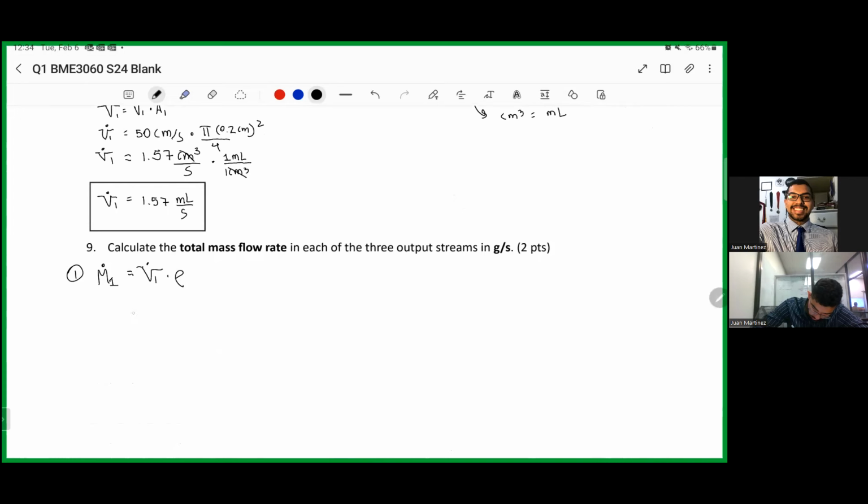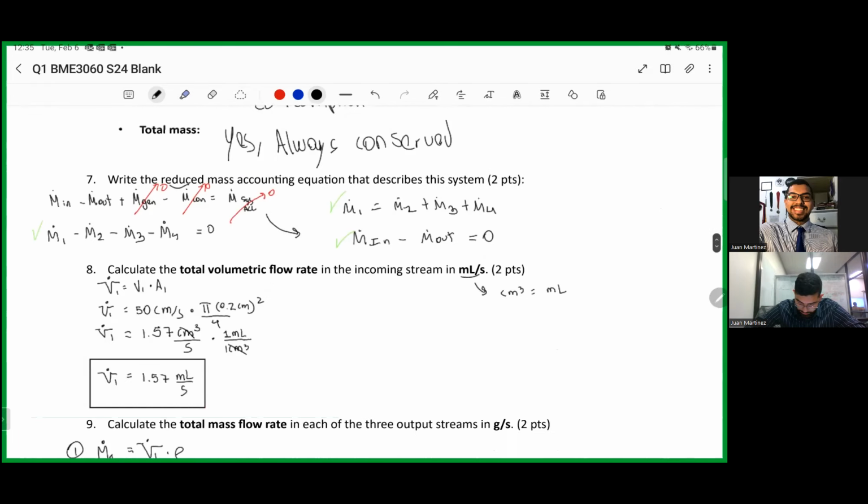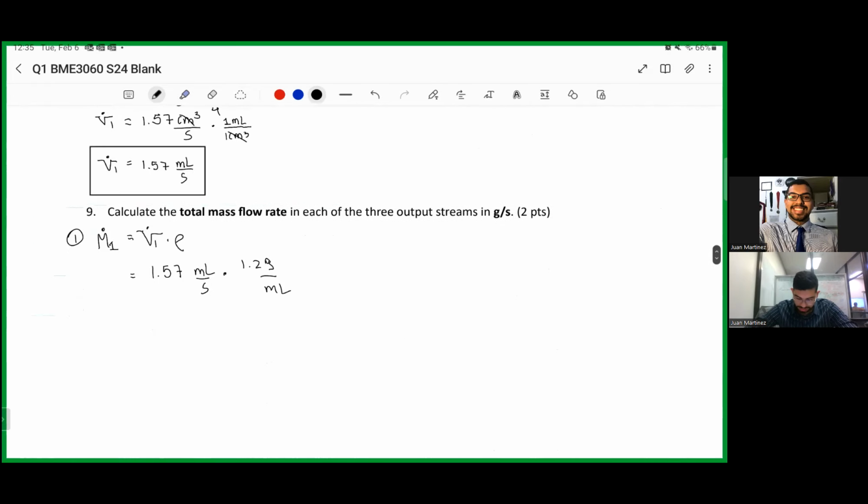So it's going to be equal to 1.57 milliliters over second times 1.2 grams over... oh, over milliliters. I was like, what? That's the density, it's not in time. I'm sorry. What I'm trying to say is that it's okay if you commit a mistake, just try to double check, and if something doesn't feel right, try to get to the bottom of it.